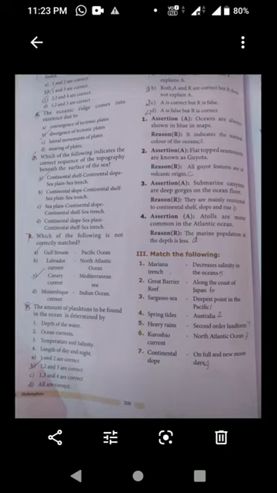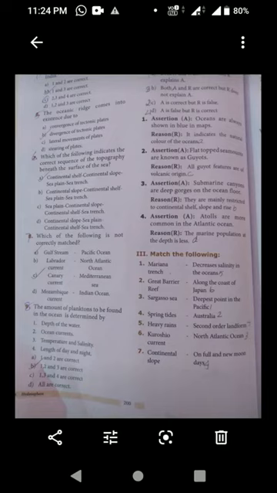Above the question we have options A, B, C, D. That A is the correct answer. Okay, that means both A and R are correct and R explains A. Next, second question. Assertion: flat topped sea mounts are known as guyots. Reason: all these features are of volcanic origin. Here the correct answer is option C, that is A is correct but R is false.